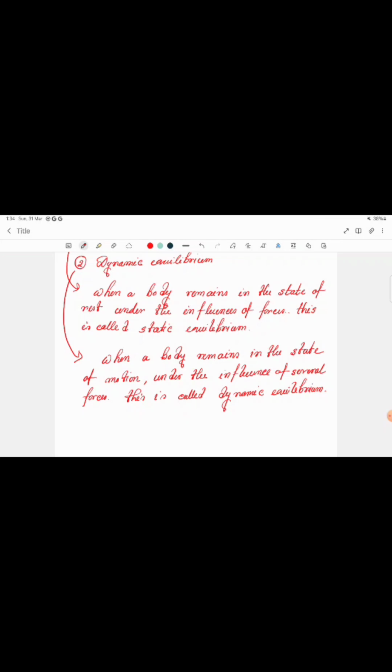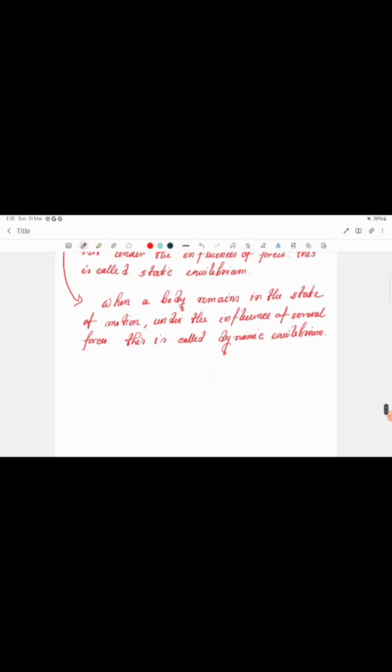In case of dynamic equilibrium, an aeroplane moves at a constant height, and its lift balances its weight downwards. So the body is in motion, but it balances its weight at a constant height, the upward force balancing the downward weight. These are examples of dynamic and static equilibrium. So many other examples you will also get through whatever books you are using. In your book also you will get them.